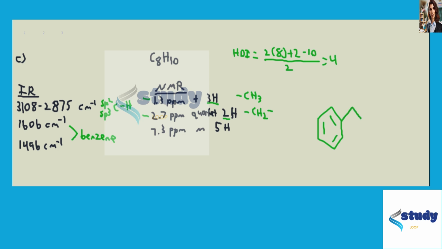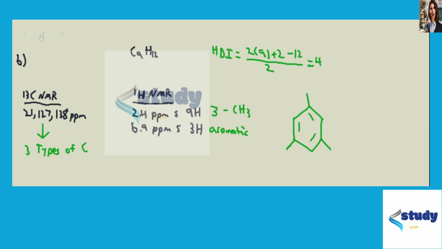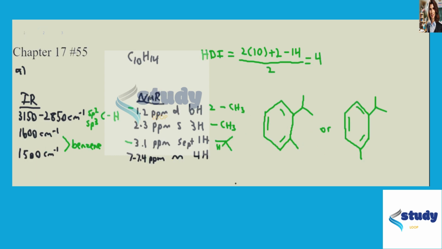Okay, and so that's the answer to this problem. Again, it's just applying previous spectroscopic techniques that we learned to molecules containing a benzene ring. And that's the answer to Chapter 17, problem number 55.